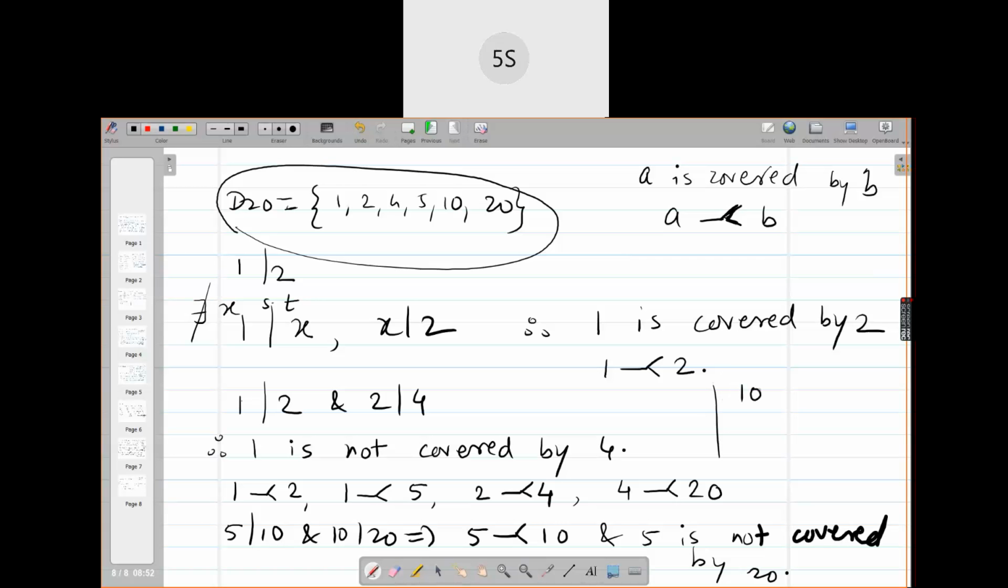Now 10 divides 20. Is there any other element of D20 between them which 10 divides and which divides 20? No. So 10 is covered by 20. Okay, we will see the remaining concepts in the next lecture.